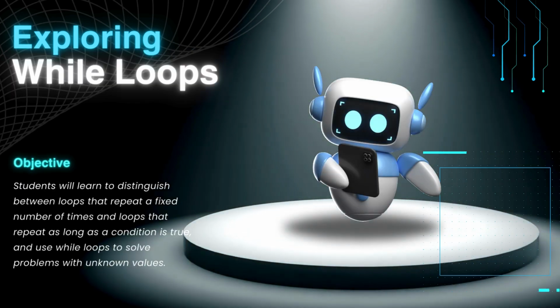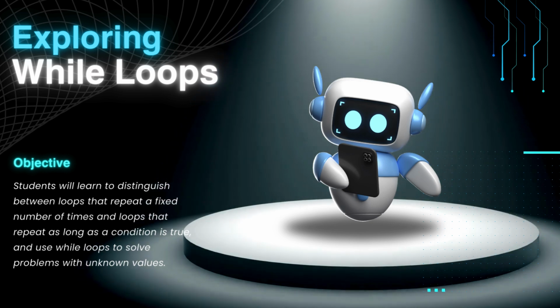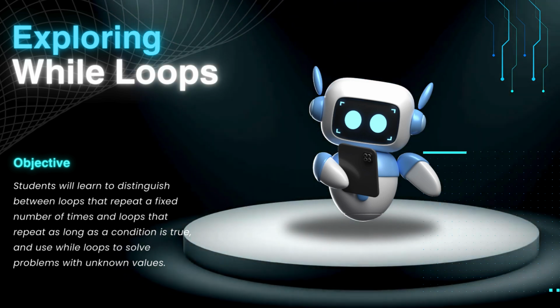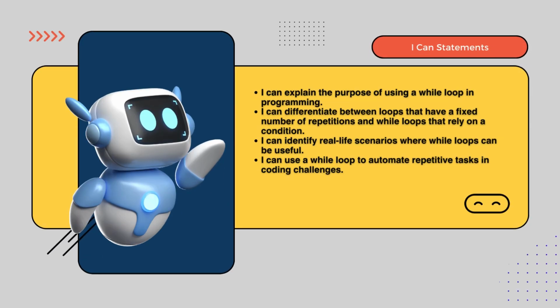In this week's lesson, you'll learn to distinguish between loops that repeat a fixed number of times and loops that repeat as long as a condition is true, and use while loops to solve problems with unknown values. Now take a moment to pause the video and review your I can statements.